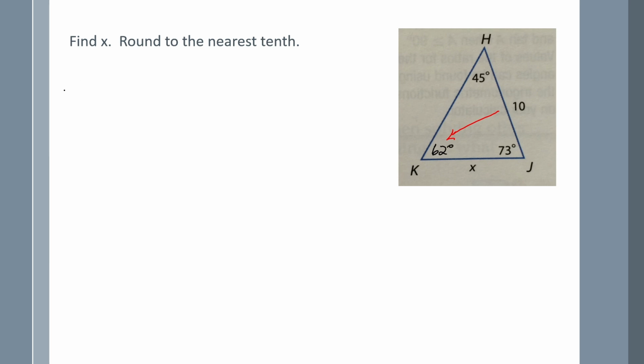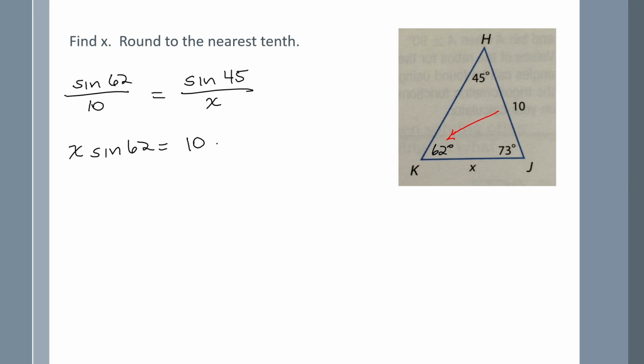Now we can match up. The sine of 62 over 10 is equal to the sine of 45 over x. So we're going to cross multiply again. x times the sine of 62 equals 10 times the sine of 45. Divide each side by sine of 62, and I get x is equal to 10 times the sine of 45 over the sine of 62.